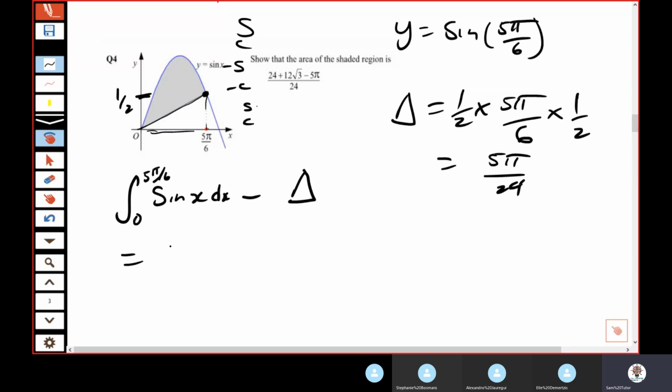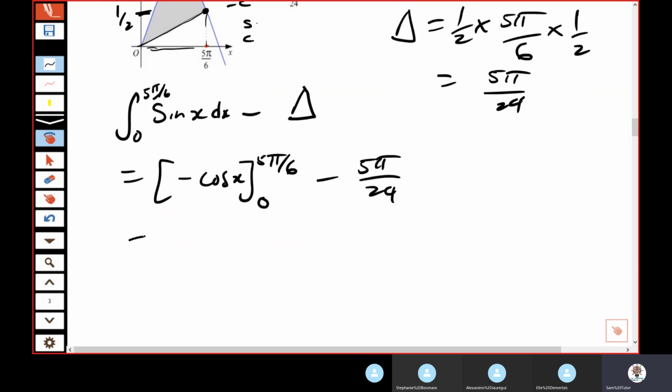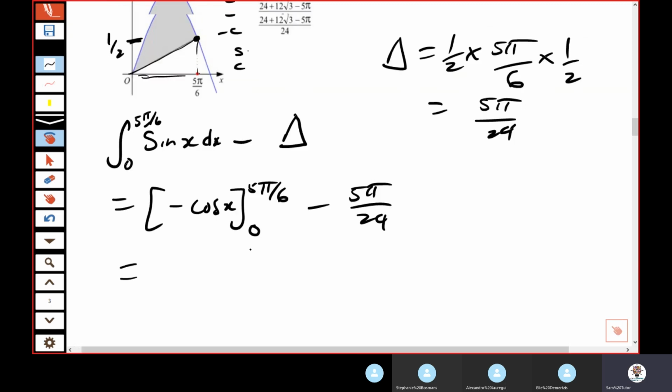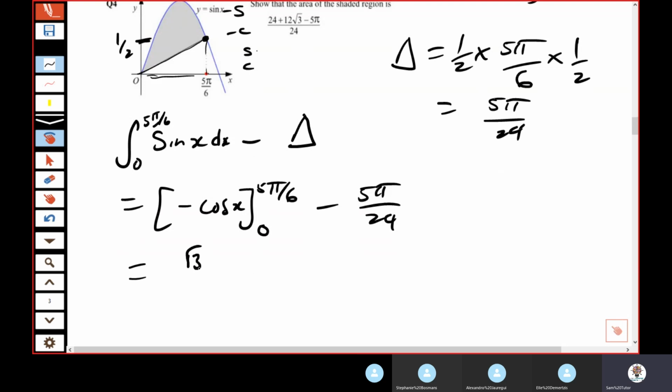is negative cos, from 5 pi on 6 to 0, minus 5 pi on 24. I think we already know what the answer for this is going to be: 24 plus 12 root 3 on 24, but we'll prove it, of course. 5 pi on 6 is 150, so negative cos 150 is root 3 on 2. Minus cos 0 is 1, so minus 1, so plus 1.